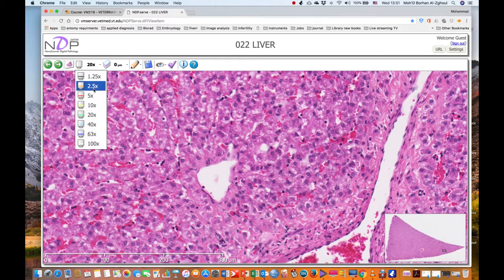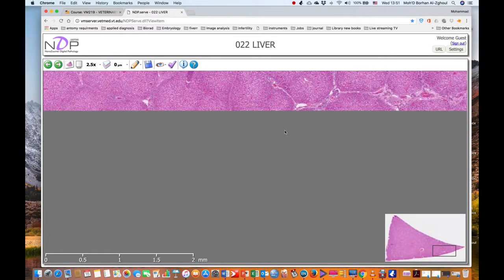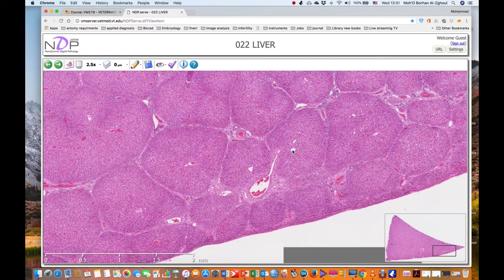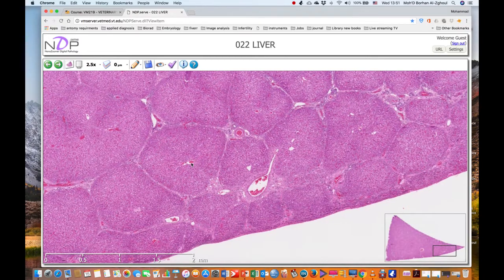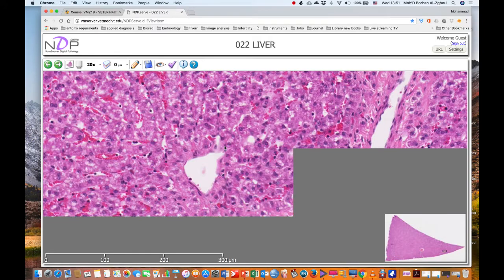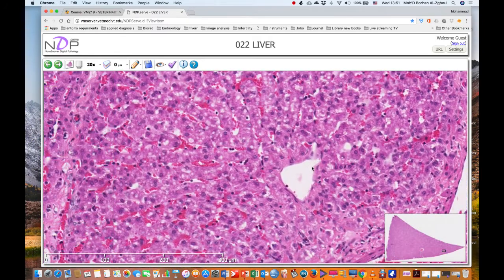Go back in the magnification again. This is the area of the central vein, and from this area we have radiating hepatocytes, and between these hepatocytes we have the sinusoid. So if we increase the magnification, this is the central vein, the lining is simple squamous epithelium, and from this area we have radiating hepatocytes, and between these hepatocytes we have the hepatic sinusoid.